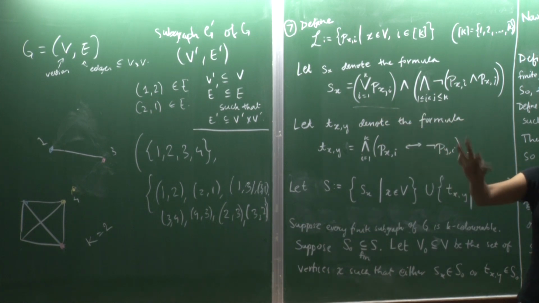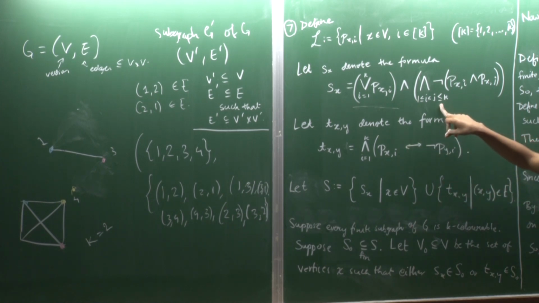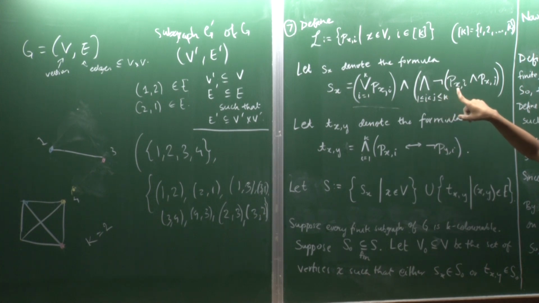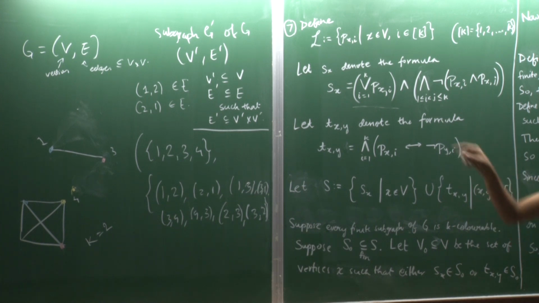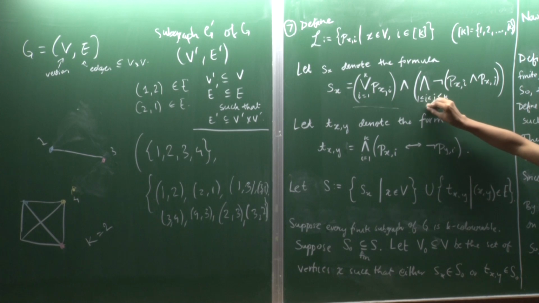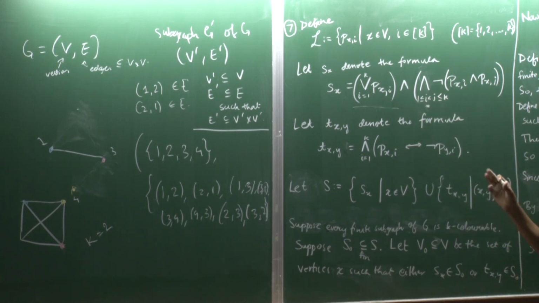So that's the first part that's done. The second part should tell you that a vertex doesn't receive more than one color, which is exactly what the second thing is doing: for each i less than j, where i and j are colors, it does not happen that both Pxi and Pxj are true. So the vertex doesn't receive both the color i and the color j. Sx intuitively should denote the formula that each vertex gets exactly one color. Any questions?